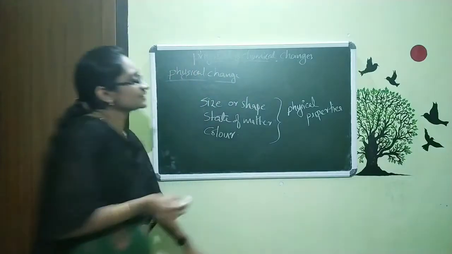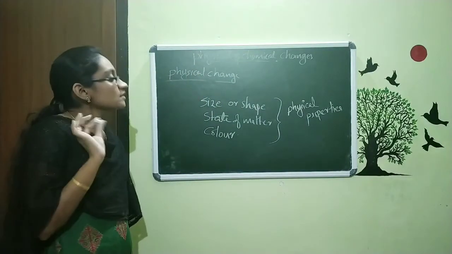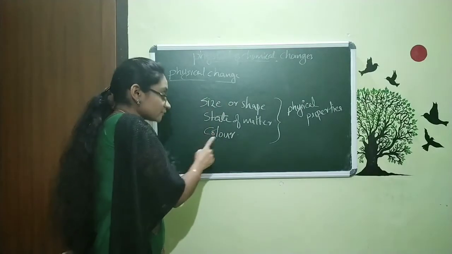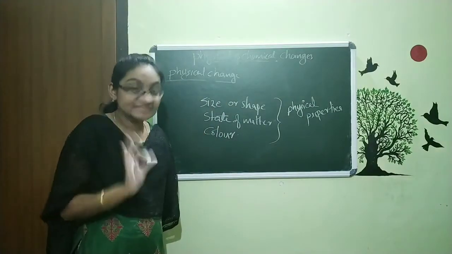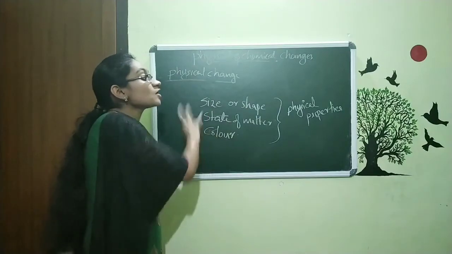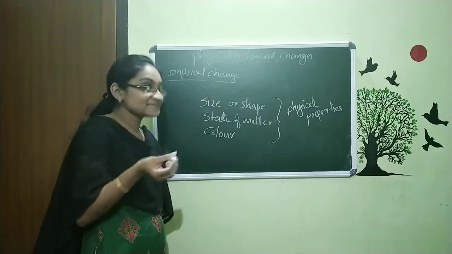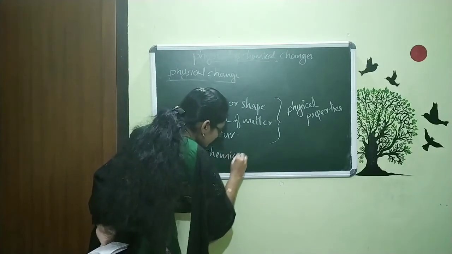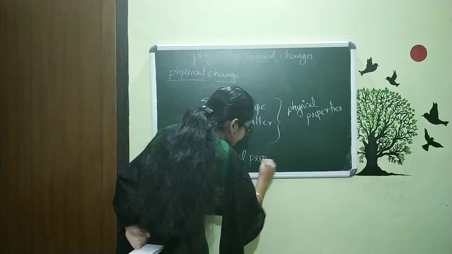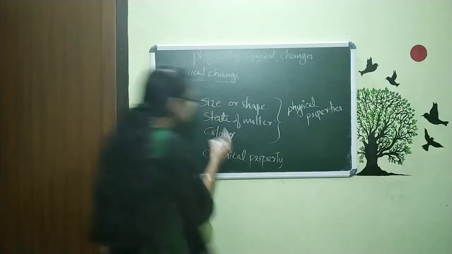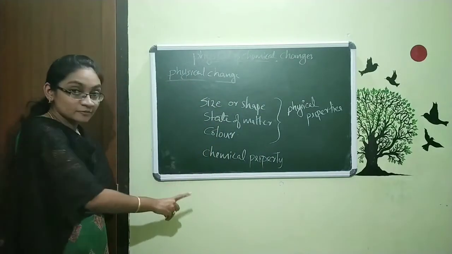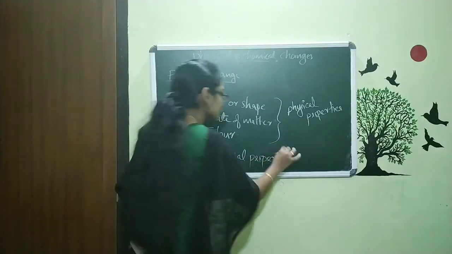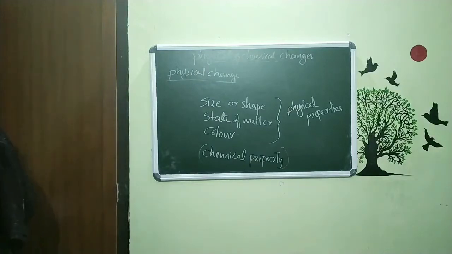Physical properties are something that we can observe and find out. The size, shape, state of matter, color, all these things are related to physical properties, and these are not chemical properties. There is another type of property, and that is called chemical property. These are not examples of chemical property, but examples of physical property. I just mentioned this to help you understand that there is another property also.